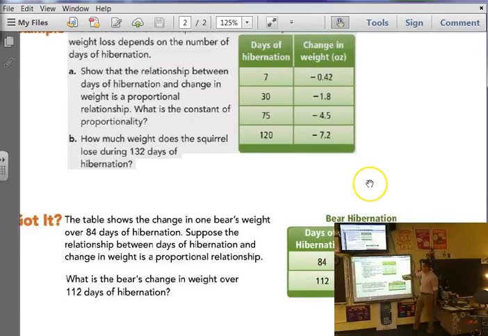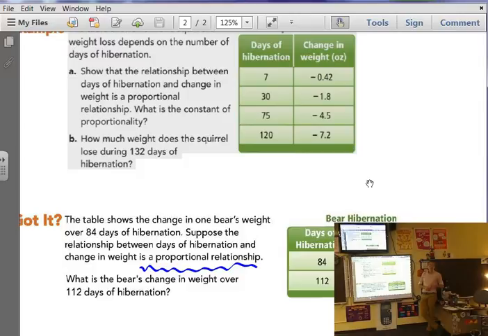So the table shows the change in one bear's weight over the 84 days of hibernation, and the change in weight is a proportional relationship. So that tells me this constant of proportionality, or this relationship, will be the same. So if I figure out how these are related, I can then figure out how these are related. So again, I could just do weight over days, or days compared to weight. But since I'm given days, which constant of proportionality is easier and better to solve, Jeremiah? You would do 84 divided by negative 7.56.